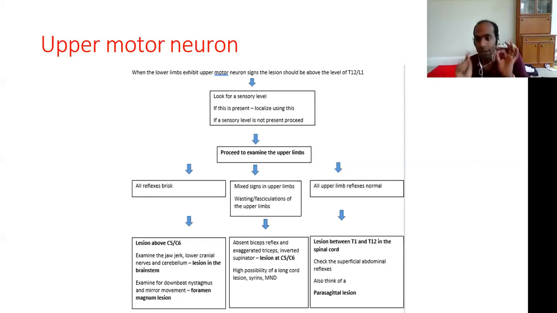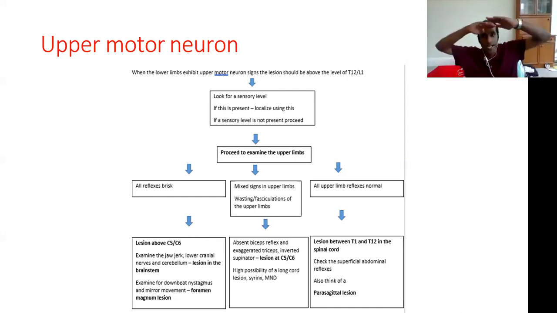If you get a sensory level, the lesion is exactly at that level. So if you get a sensory level at T10, the lesion is at T10. Here I am referring to spinal cord levels, not vertebral levels, so don't mix that up.